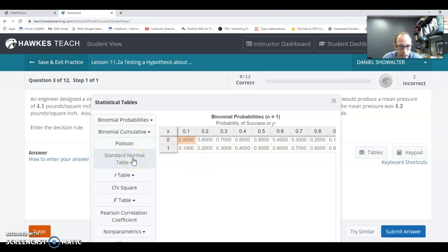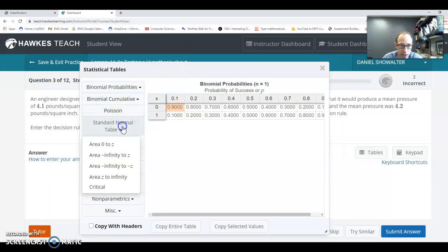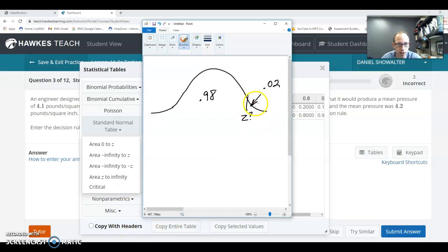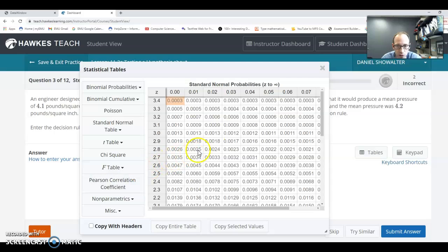So we definitely want to use standard normal. Again, t-table would be if we didn't know the population standard deviation. So here, this was a new add-on by Cox. I like this. This lets us actually get the right tail. The z to positive infinity will give us that right tail that we were looking for right there. So you could look up 0.02 on this chart, or you could look up 0.98 on this one. We'll give you the same answer. So let's go ahead and just do 0.02 on this one.